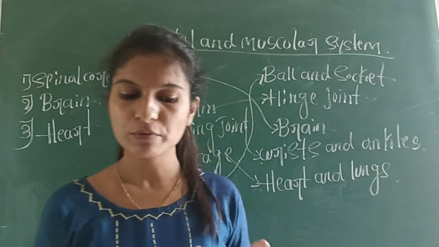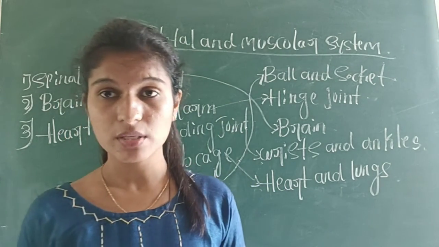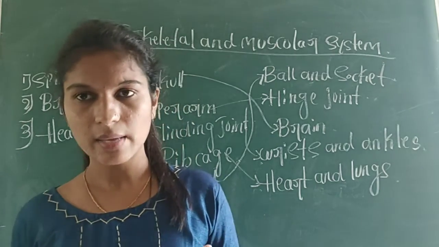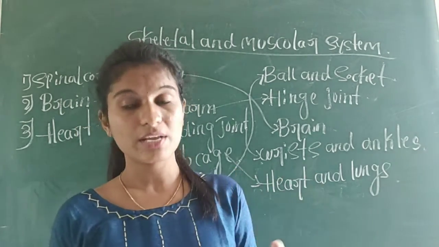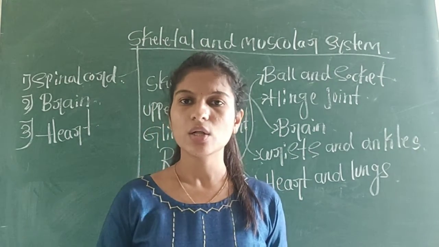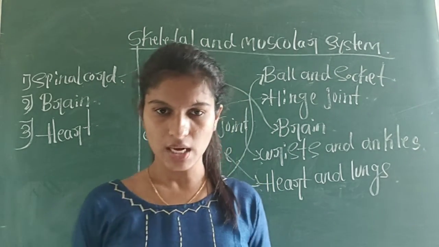Fourth one is, which type of joint makes the movement of the head possible? Next, fifth one, what are limbs? You have to write the definition again. And the sixth one is, what is the hinge joint? Give one example. So these all things we will study in tomorrow's class.